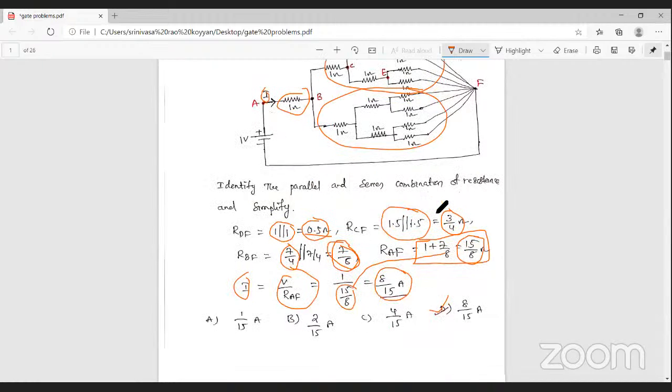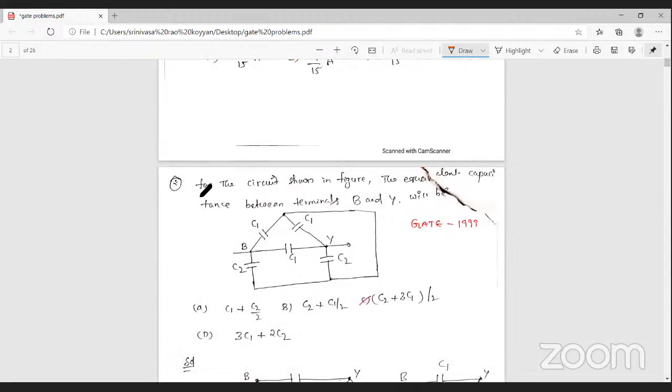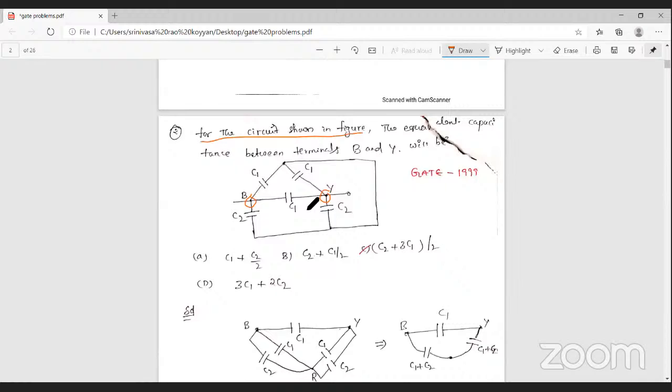Next, second problem here. From the circuit shown in the figure, find out the equivalent capacitance between the terminals B and Y. From this network, you can observe that, let us assume the node here is R.